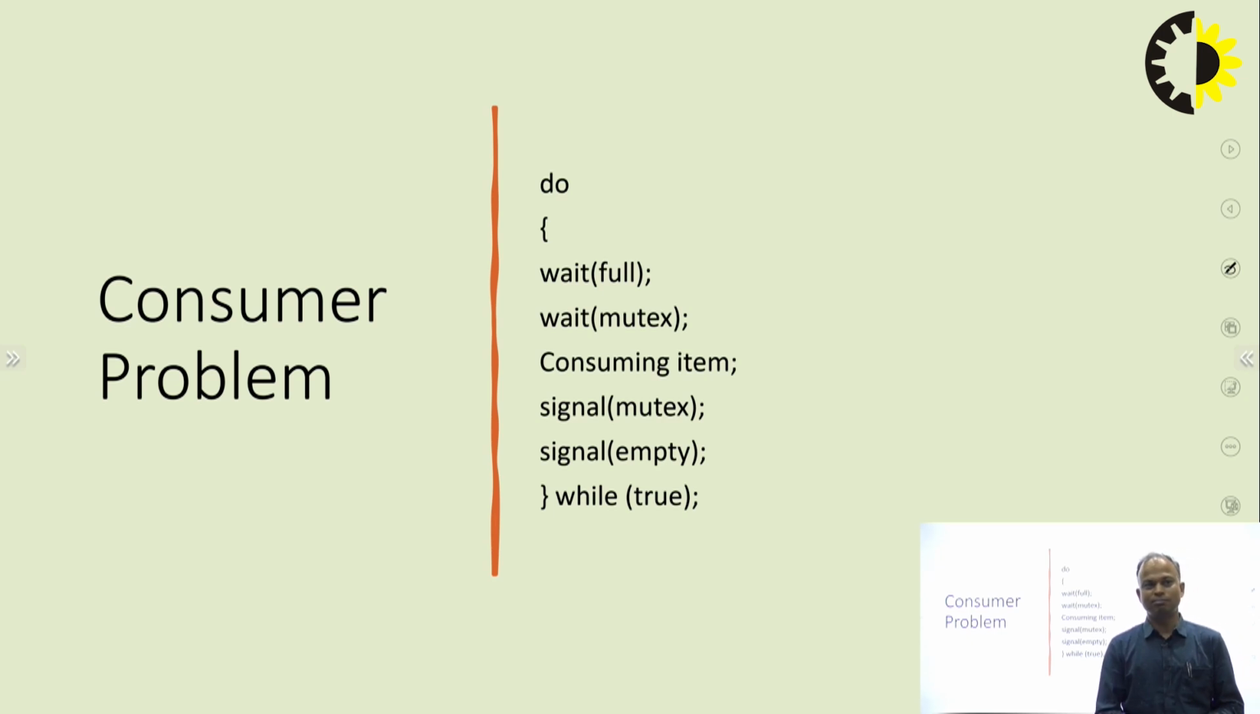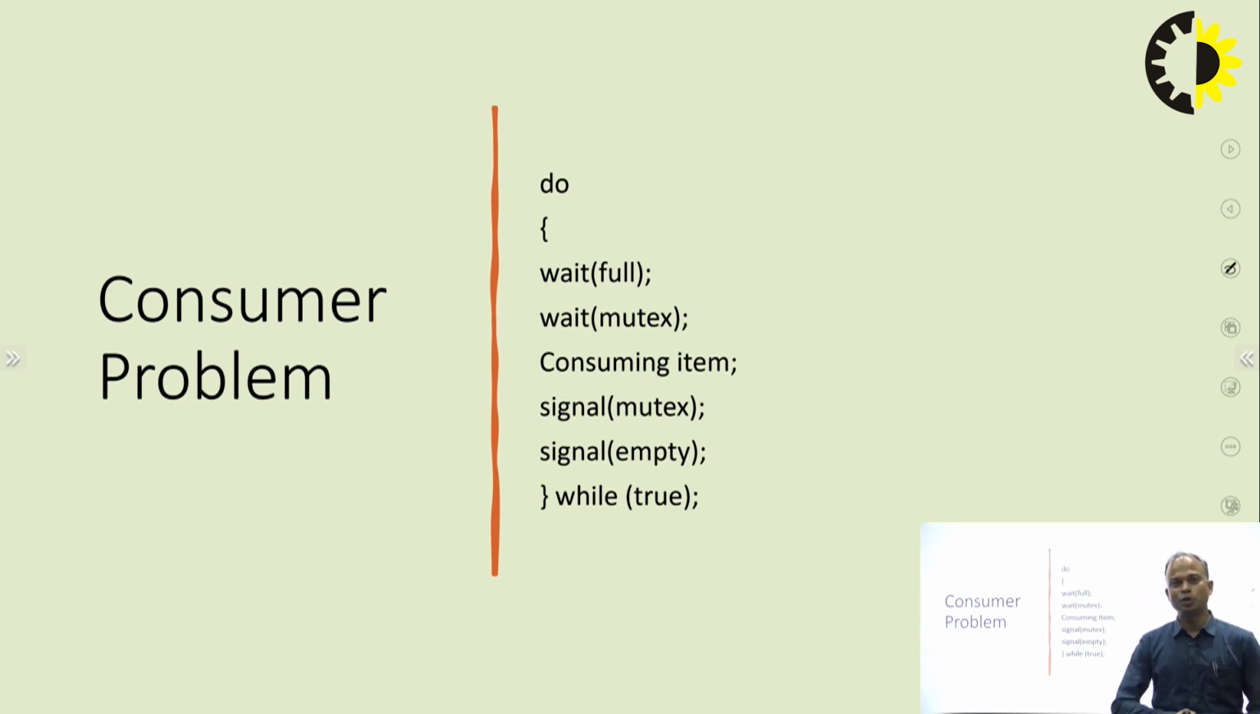And after increasing the value of mutex by 1, we are using signal empty. We are increasing the value of empty by 1 because one of the items has been consumed. We need to increase the value of empty by 1, and this code will be run again and again till we get the required conditions.